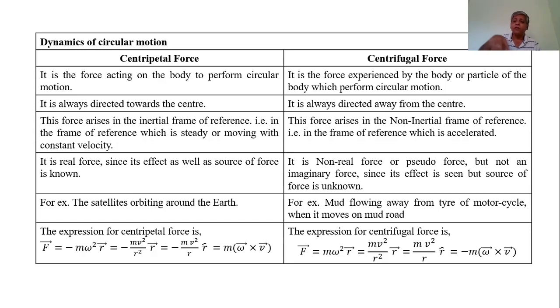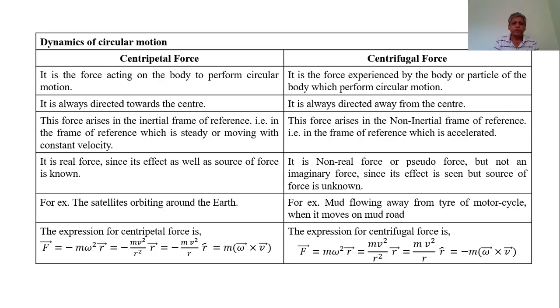The bus is the accelerated frame of reference. Passengers observe the force along the outward direction. That means that motion arises in the non-inertial frame of reference. The bus is the non-inertial frame of reference since it is in accelerated motion. The direction of the bus continuously changes. That means the direction of velocity continuously changes. Hence, that is the accelerated frame of reference. And the centrifugal force is a pseudo force that arises in the non-inertial frame of reference.